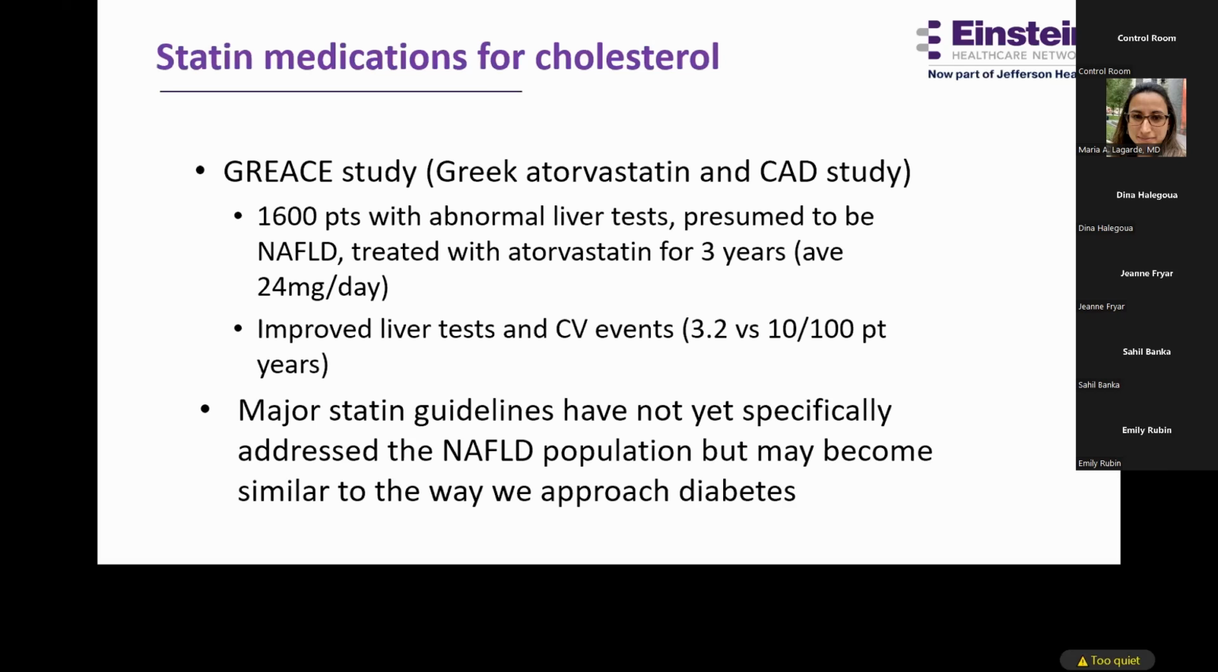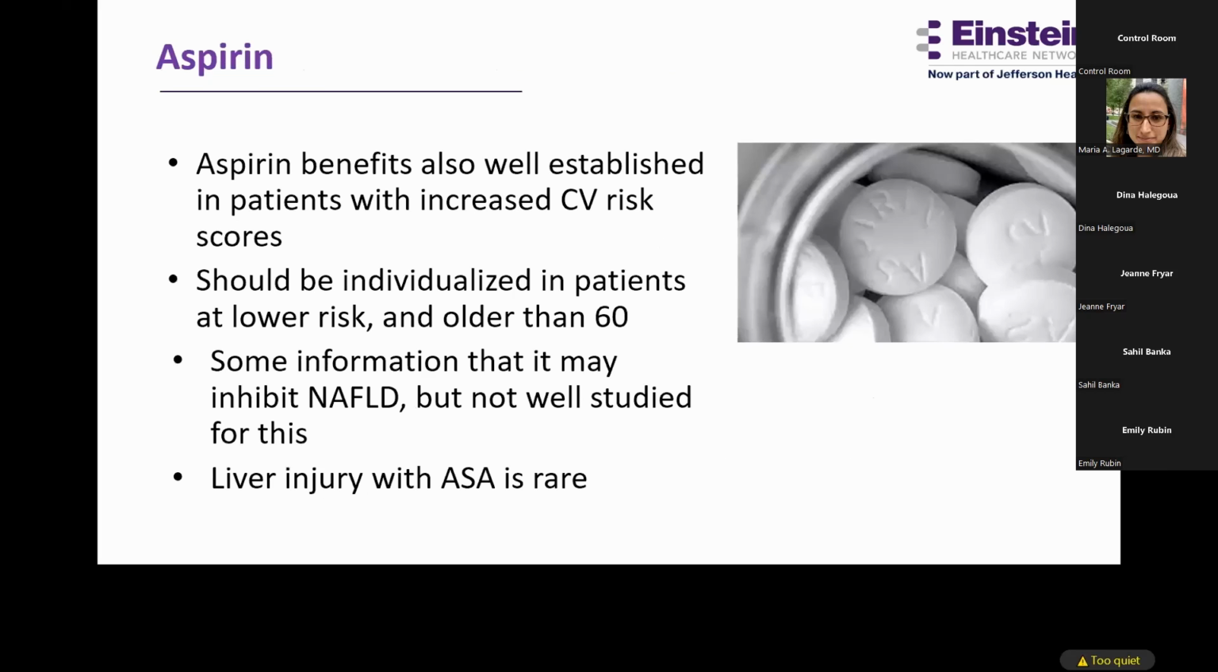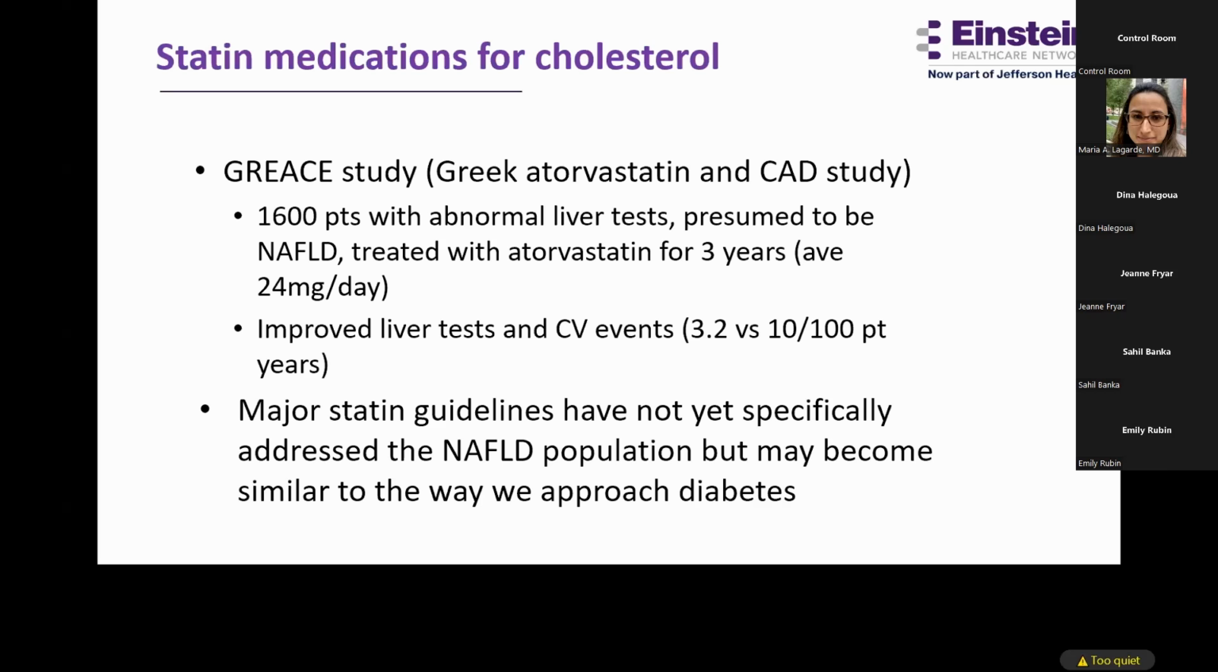One study looked at statin medications in Greece. This is called the Greek atorvastatin and coronary artery disease study, called the GREACE study. They looked at 1,600 patients who had abnormal liver tests and they thought had fatty liver disease. They treated them with atorvastatin, which is also known as Lipitor, for 3 years. And they were pretty low doses of Lipitor, averaging about 24 milligrams a day. Those patients had improved liver tests and fewer cardiovascular events over the 3 years than people who were not on the statin. So it's important to consider this.